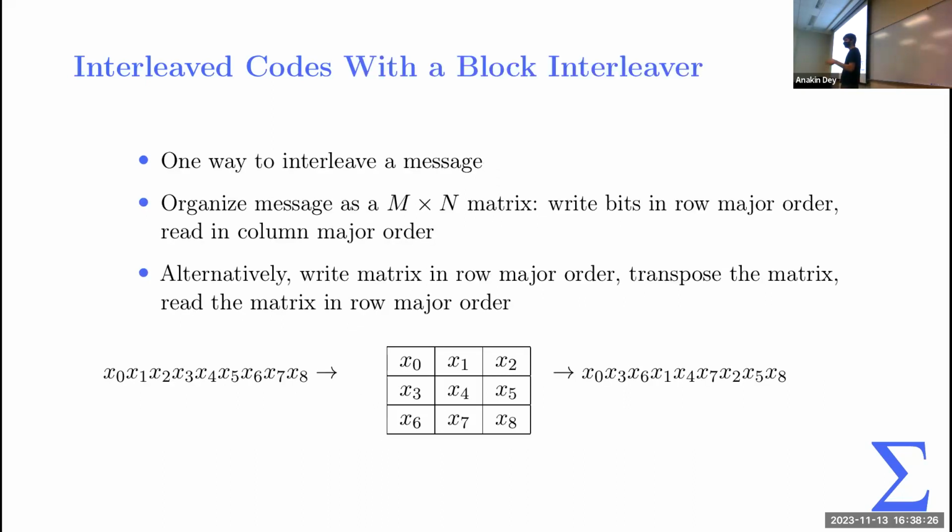So there are multiple types of interleavers. The first one we'll talk about is the block interleaver. This is just one way to interleave. The whole idea is we have some m by n matrix, in this case 3 by 3, that we can write our bits into. And typically we write them in row major order.